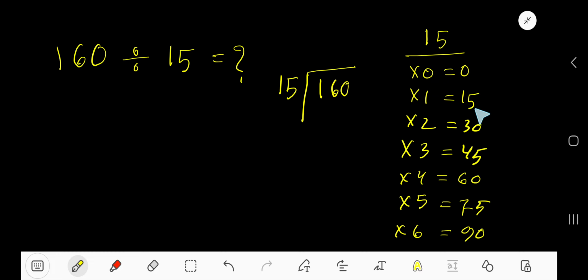0 plus 15 is 15, 15 plus 15 is 30, 30 plus 15 is 45, 45 plus 15 is 60. This process will continue. Now 15 goes into this first digit, 1.